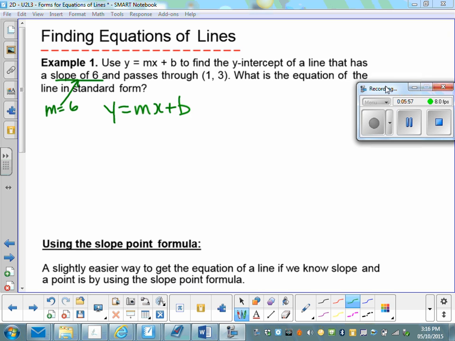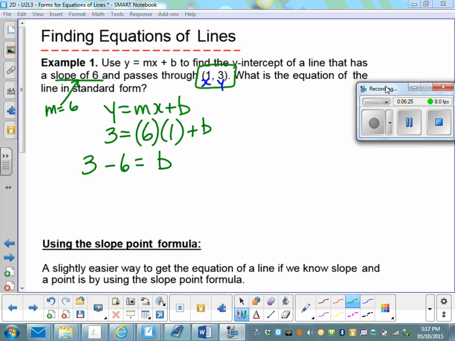And whenever you're given a point, these numbers represent an x and a y that are on that line. So I'm going to plug those three things into those three spots. So y is going to be 3, m is going to be 6, x is going to be 1, and I'm trying to figure out what b is.